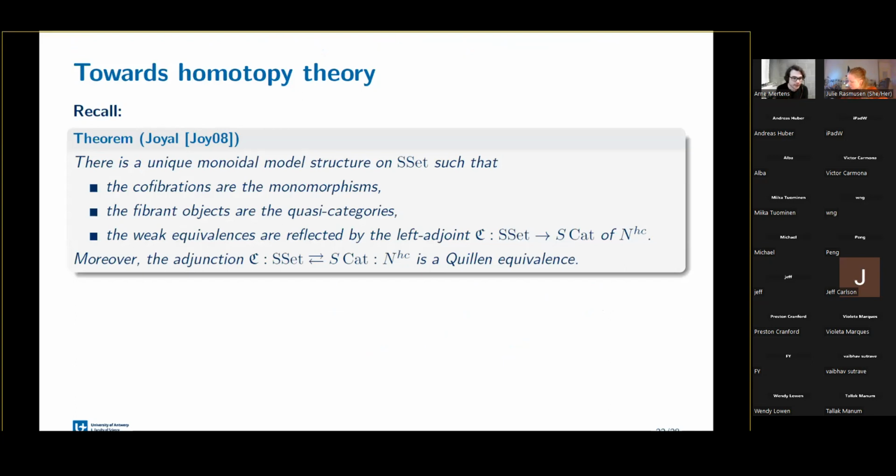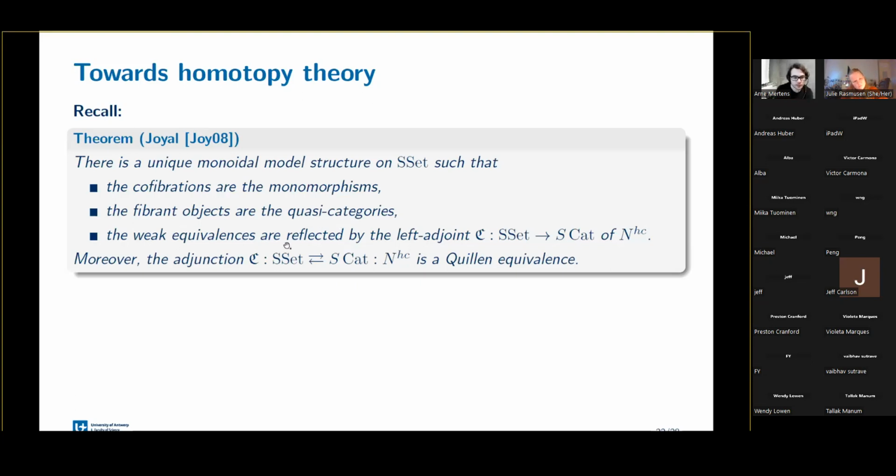So recall that classically, there's a model structure on simplicial sets, which has as fibrant objects exactly the quasi-categories. This was done by Joyal. So the properties are as follows. The cofibrations are the monomorphisms. The fibrant objects are the quasi-categories exactly.